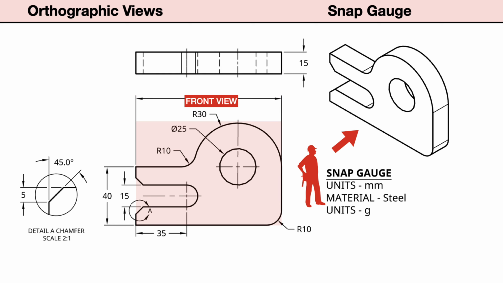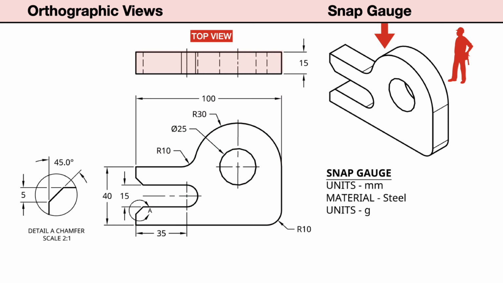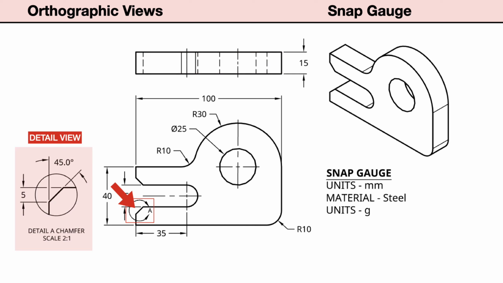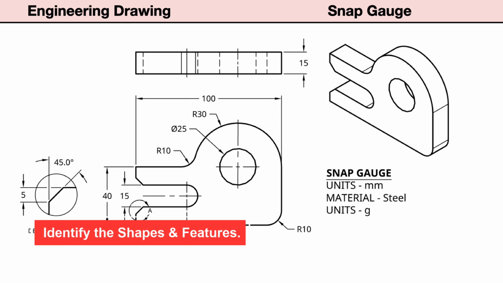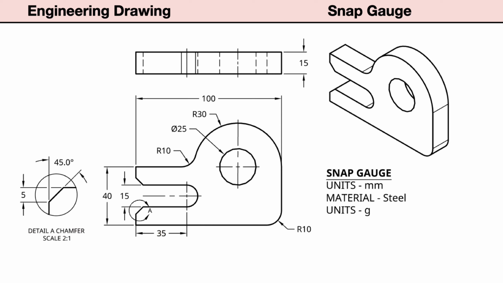In the lower left corner, the front view. Aligned directly above the front view is the top view. There is also a detail view. This added view is used to help us clearly see the shape and size of a small feature on the drawing. When preparing to make a feature-based model, we need to identify the basic shapes and features.